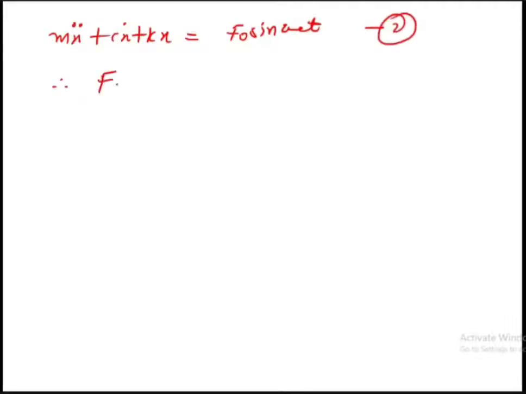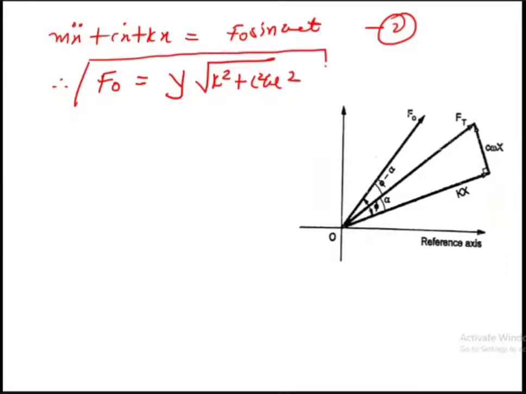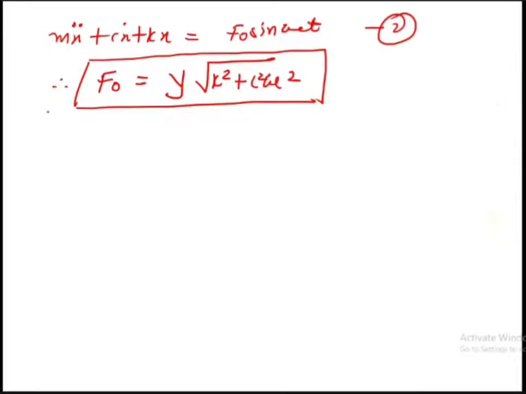If I compare this equation with m x double dot plus c x dot plus k x is equal to F0 sin omega t, comparing equations 1 and 2, I am getting F0 is equal to y into the square root of k square plus c square omega square. F0 is nothing but the impressed force. So for forced vibration due to the excitation of the support instead of the mass, I am getting this value of F0. Now we will write the complete solution.